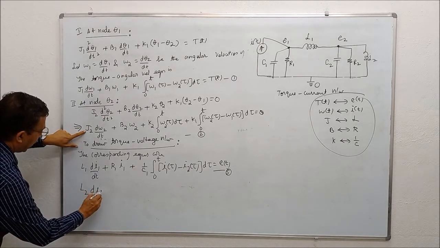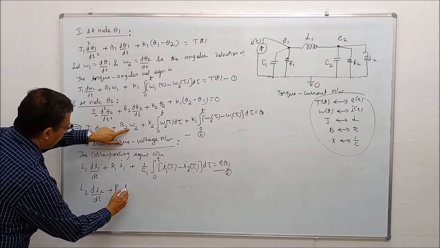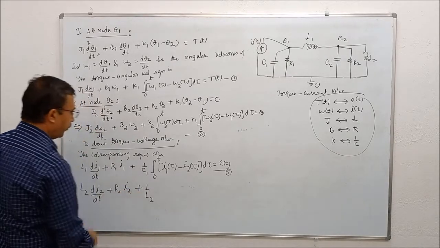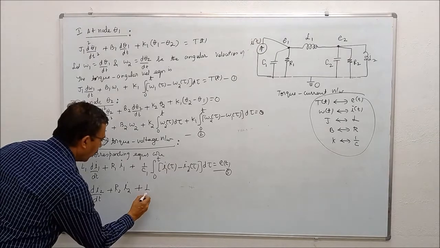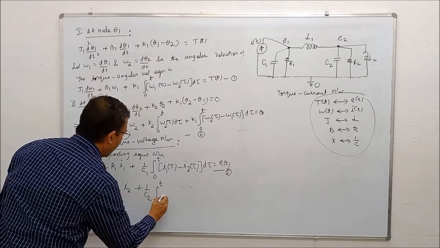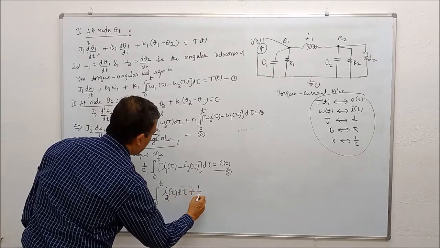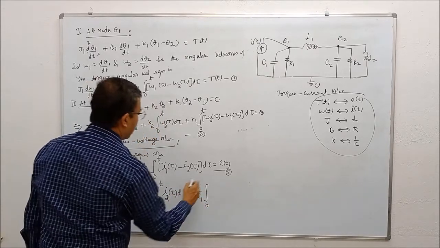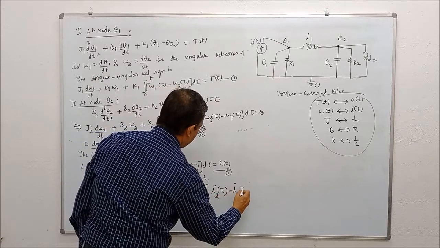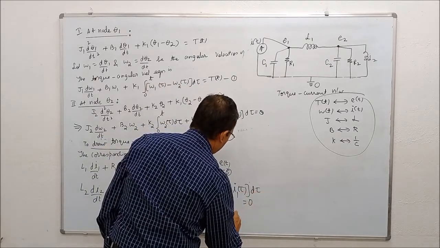And come to this equation. L2 di2/dt + R2 I2 + (1/C2) ∫0 to t I2(τ) dτ + (1/C1) ∫0 to t (I2(τ) − I1(τ)) dτ = 0. Equation 6.